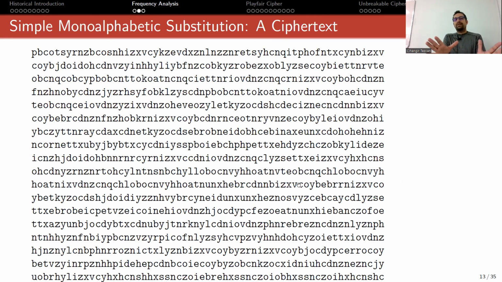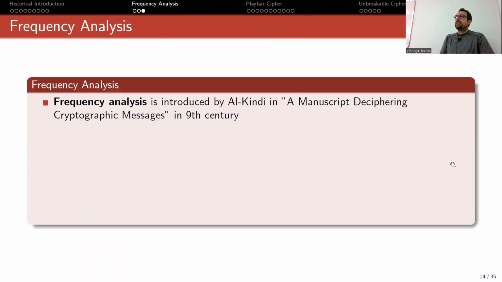So as you can see, when you look at it, it is not that easy to break. But what we know is that every O, for instance, represents the same letter in the plain text that we don't know. So what can we do? We said that we want to use the redundancy in the language. This is a very old breaking technique, and it even appears in a 9th century book titled A Manuscript on Deciphering Cryptographic Messages, written by Al-Kindi. As far as I know, it is one of the oldest cryptanalysis books, might be the oldest that survived.